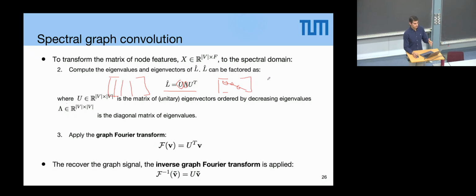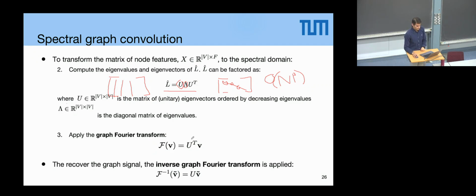Around 100 nodes. We'll see that's one of the problems, because the eigenvalue decomposition scales cubically with the number of nodes. So if we have thousands of nodes, it becomes very expensive.